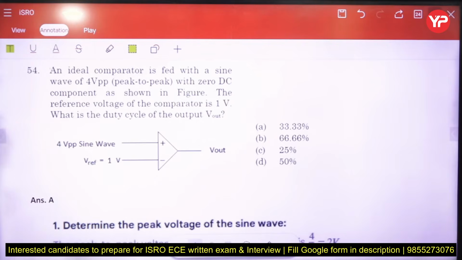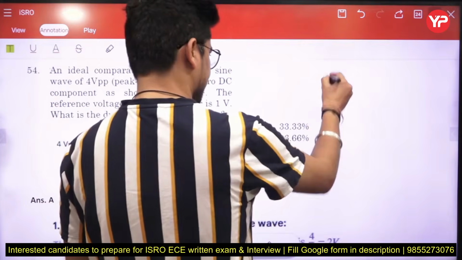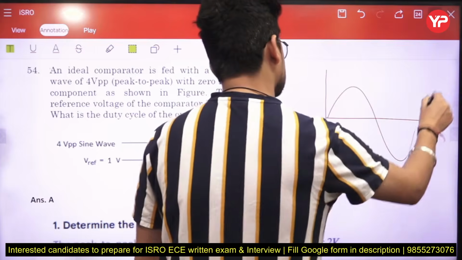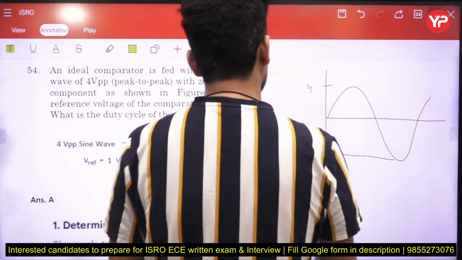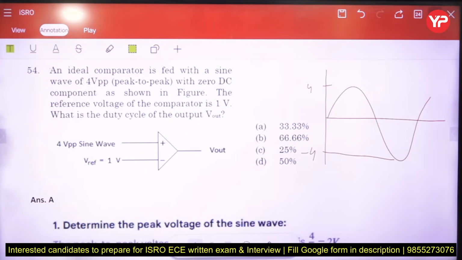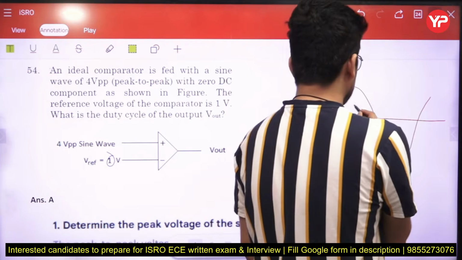An ideal comparator is fed with a sine wave of 4 volt and a DC component as shown in the figure. The reference voltage of the comparator is 1 volt. What is the duty cycle of the output waveform? Basically this question is like this. We have an input sinusoidal wave like this, having a maximum value of 4 and a minimum value of -4. Now we have a comparator having a reference value of 1 volt. So just make a line of reference 1 volt.